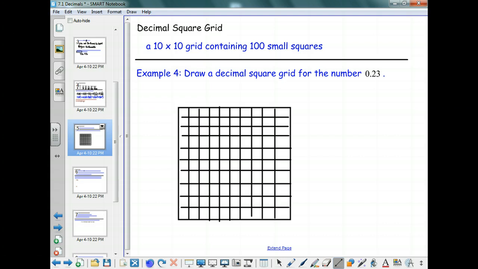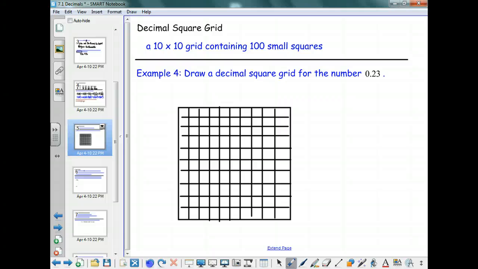So we've got a 10 by 10 grid. There's 100 little squares in there, right? And what we're doing is we're supposed to represent this for the number 23 hundredths. So the whole square, the big rectangular square, however it is, is actually 1 unit. And it's split apart into how many pieces? 100 little pieces, right? And each one of those pieces is of size 1/100th. Right? Because there's 100 of them that make up the whole picture.